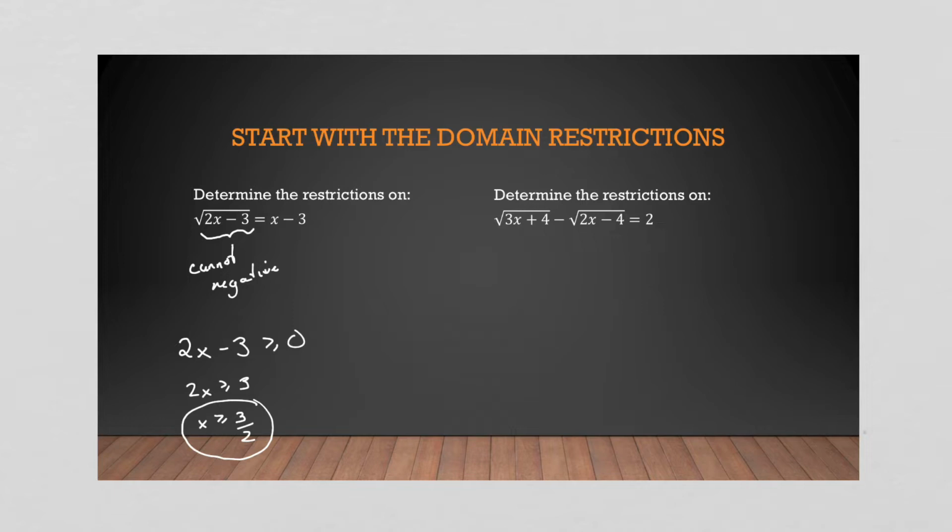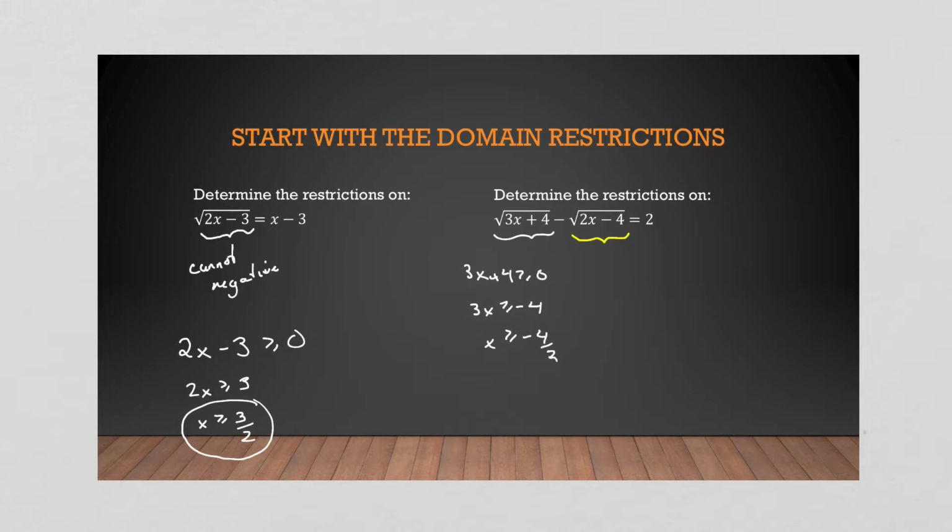Now let's look at this one, because this one here, we have two things to consider. We have a radical statement here, but then we also have a radical statement here. And the thing is we need to satisfy both of them. So let's do these one at a time. 3x plus 4 has to be greater than or equal to 0, which gives us 3x has to be greater than or equal to negative 4. So x has to be greater than or equal to negative 4 over 3.